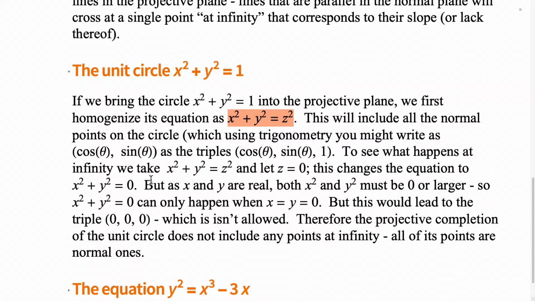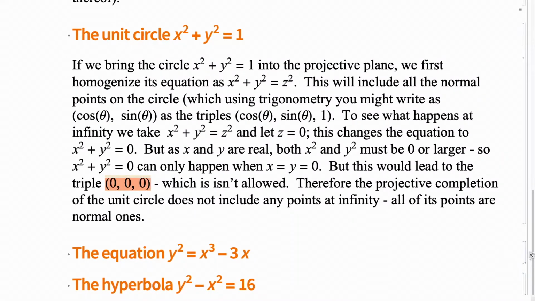To see what happens at infinity, we take x squared plus y squared equals z squared and let z be 0. That's going to change the equation to x squared plus y squared is 0. Since x and y are real, though, x squared and y squared individually must be 0 or bigger, so x squared plus y squared equals 0 can only happen when both x and y are 0. If x and y were 0 together with z equals 0, that would lead to the all 0 triple, which is not allowed, and therefore the projective completion of the unit circle doesn't have any points at infinity. All of its points are just going to be the regular points on the unit circle.